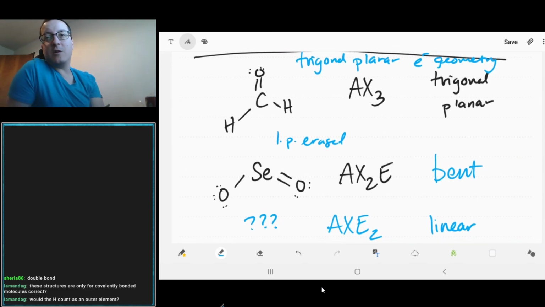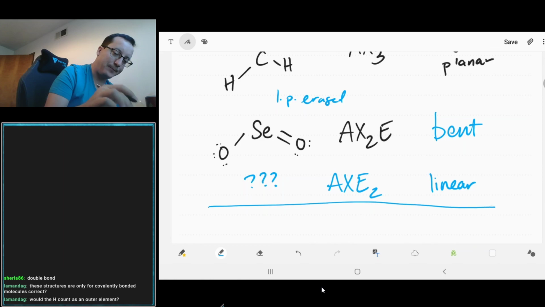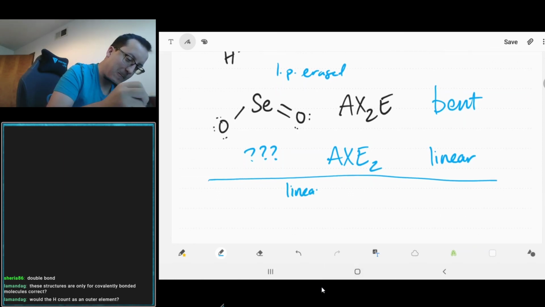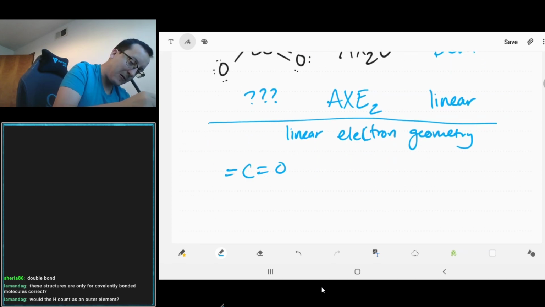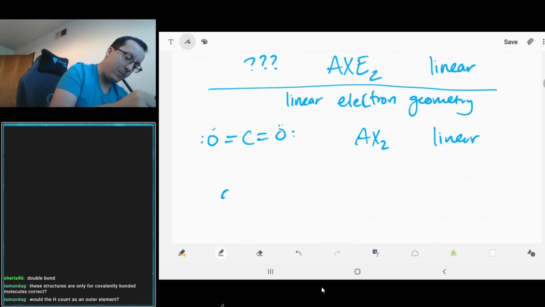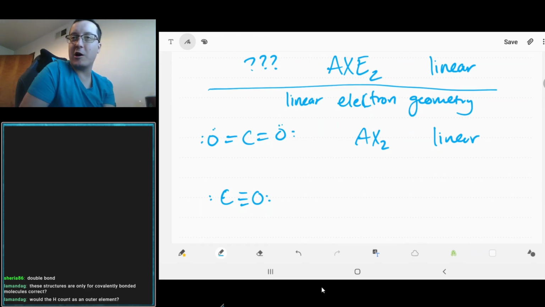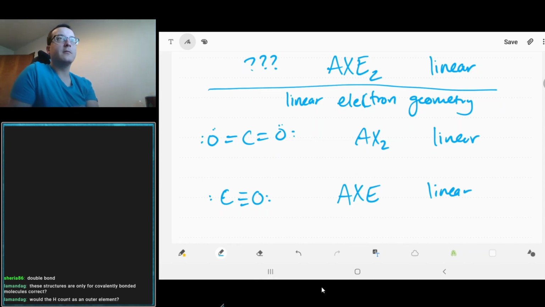And we're going to see anything that is linear will still be linear. So if it's linear electron geometry, for example carbon dioxide, which is AX2, that's going to still be linear. Though, interestingly enough, if you have carbon monoxide, which was AXE, that is also linear. So nothing exciting there. If it's linear, thankfully for us, the molecular geometry does not change.